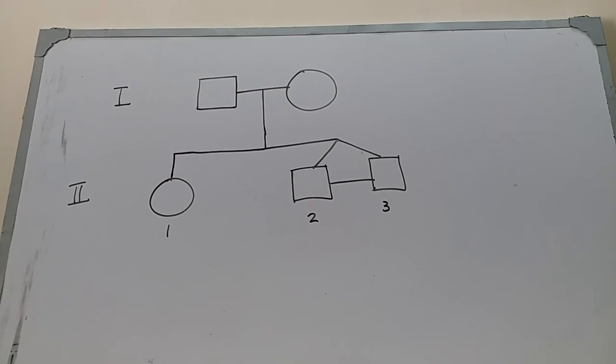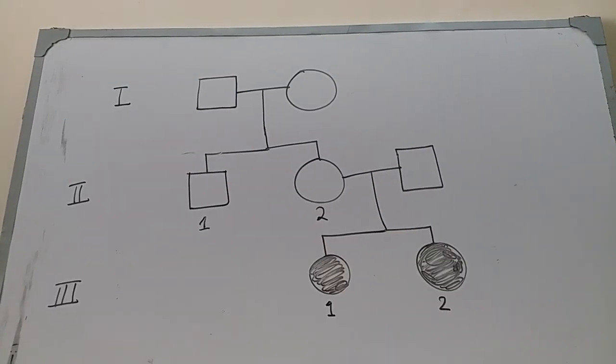This is another pedigree chart. Parents have 3 children, a daughter and 2 sons, who are identical or monozygotic twins. This is another pedigree chart, and here you can see in the third generation both the daughters are shaded. It means either they are affected, carrying the genetic disease, or they may have the genetic trait which we are looking for in this pedigree chart.